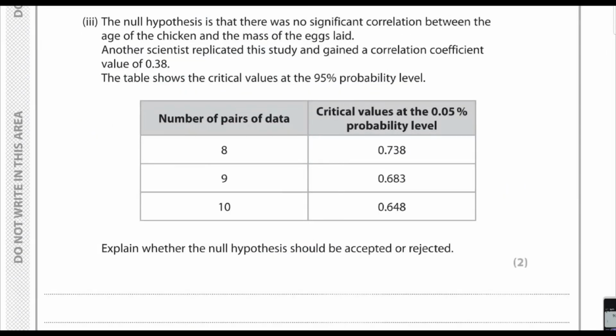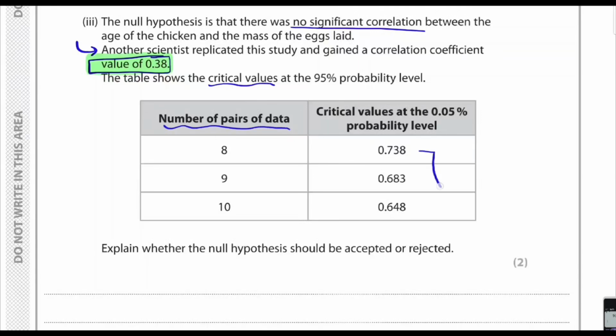Now let's read this question. The null hypothesis is that there was no significant correlation between the age of the chicken and the mass of the eggs laid. Another scientist replicated this study and gained a correlation coefficient value of 0.38. So note this and underline it, that the value of the correlation coefficient gained by this study was 0.38. This is the table of critical values that we need to compare with the calculated value to see whether the null hypothesis is going to be accepted or not.